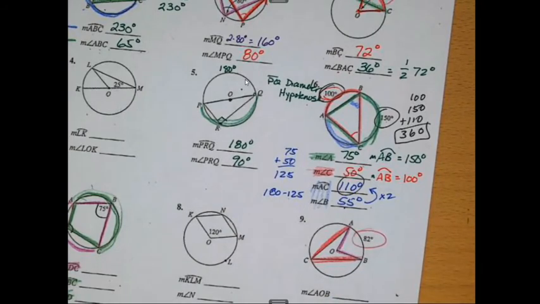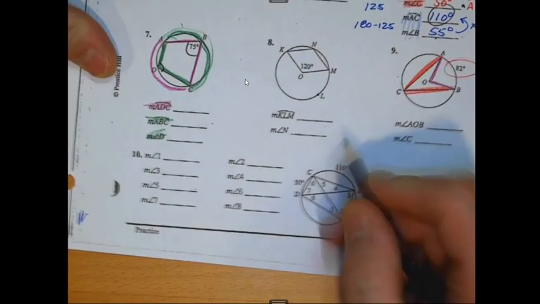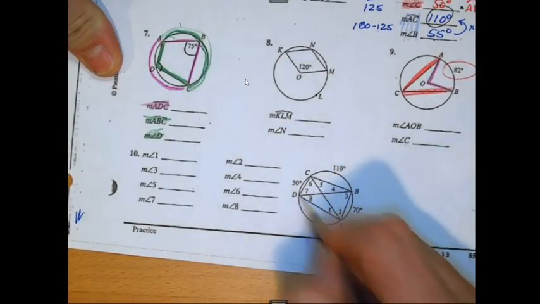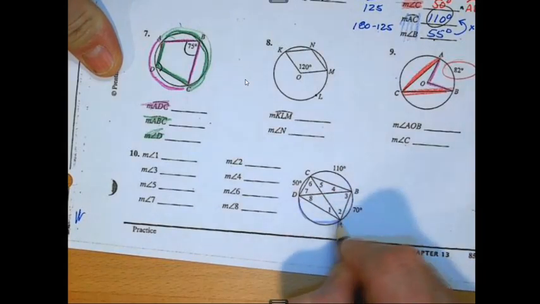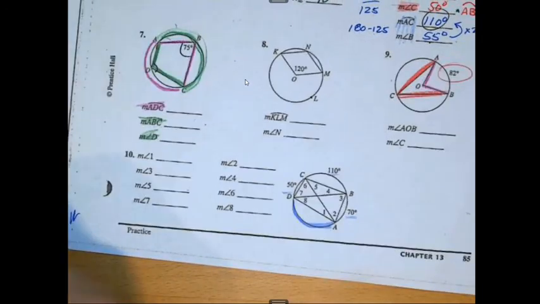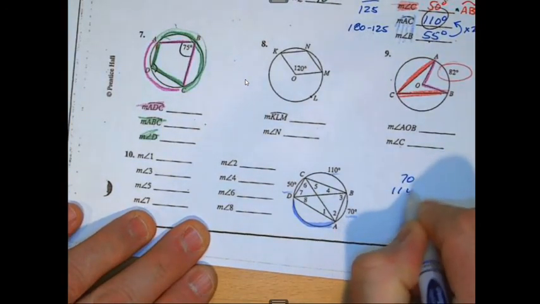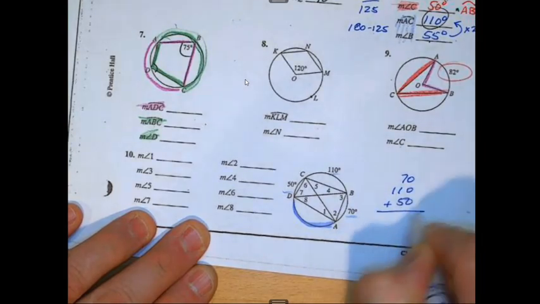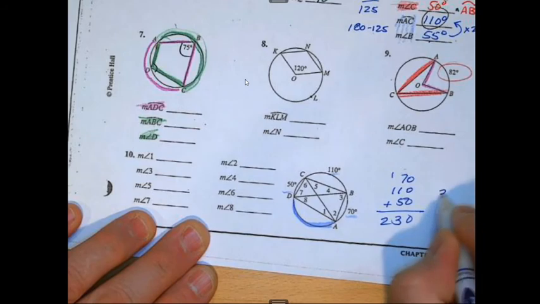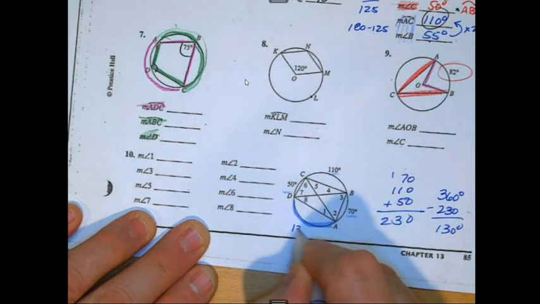Alright, let's go down to the last problem. About 11 minutes here, that's good. So we need to find this little arc right here. And we have 70, 110, and 50. So if I add up 70, 110, and 50, I get 230. Subtract from 360, and I get 130. So this arc is 130.